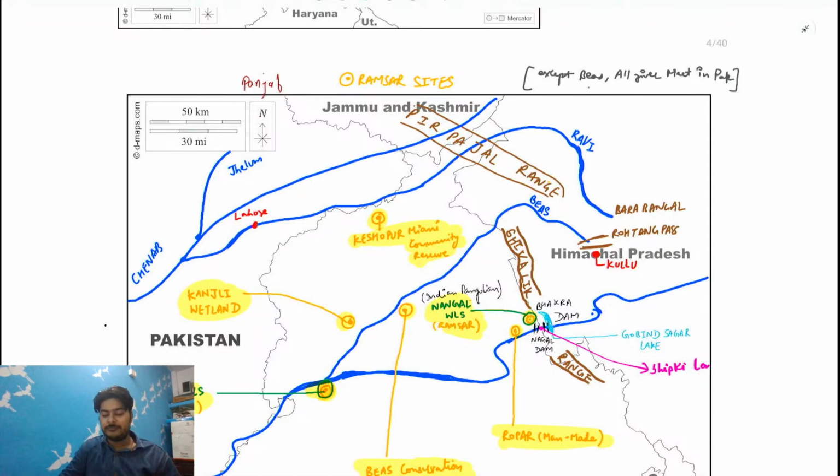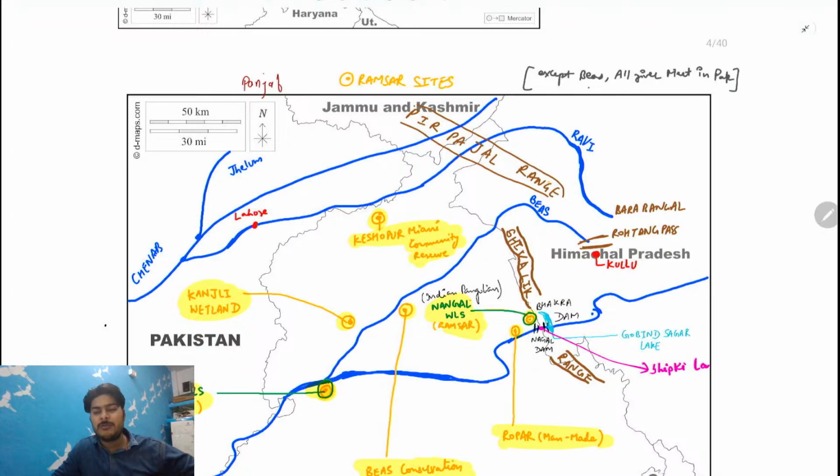Now, this is the Pir Panjal range. This is the Shivalik Range. And one more pass is there here. Here you have the Govind Sagar Lake that I told you. And here you have also the Shipkila Pass.